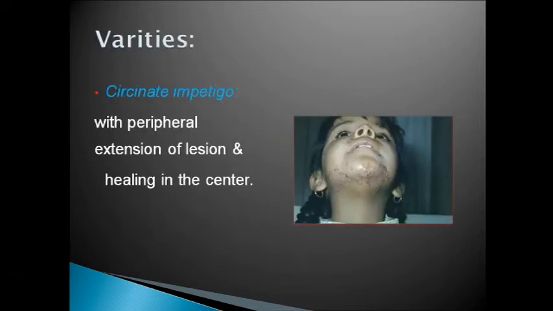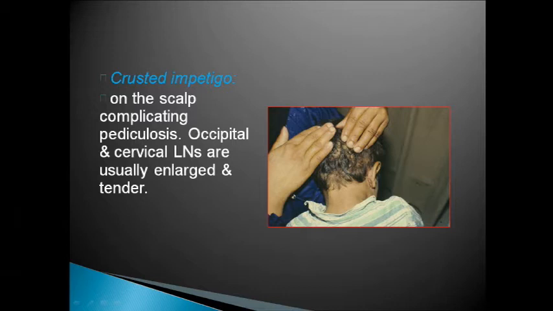Now we see some varieties of non-bullous impetigo. First is the circinate. See, circular-like lesions. Circinate infection is basically due to peripheral extension of the lesions, healing in the center. So this lesion may mimic tinea infection or any other eczema, so we have to be very careful when making a diagnosis. Circinate impetigo has central healing with peripheral extension, the same as fungal infection of the skin. Then there is crusted impetigo.